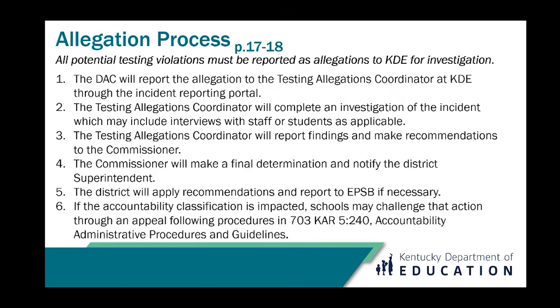If a school or district's accountability classification is impacted, they may challenge that action via the appeal process described in 703 KAR 5:240 Accountability Administrative Procedures and Guidelines.